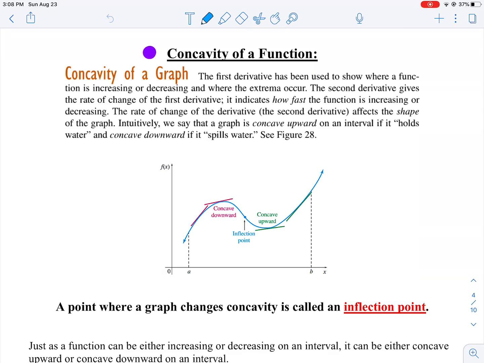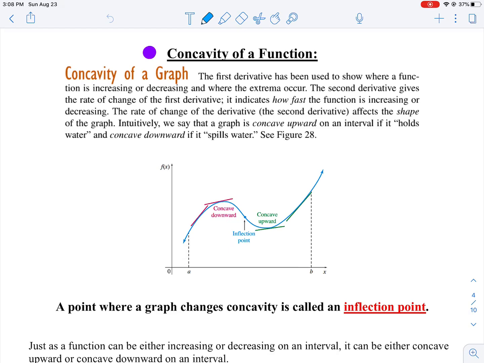All right, besides just using second derivative for velocity and third derivative for acceleration, we can use higher derivatives for other things on functions, like concavity. We can say that a function is concave up on an interval if it looks like a bowl, where it holds water, or concave down on an interval if it looks like a bowl that's upside down or spills the water. We have concave up and concave down.